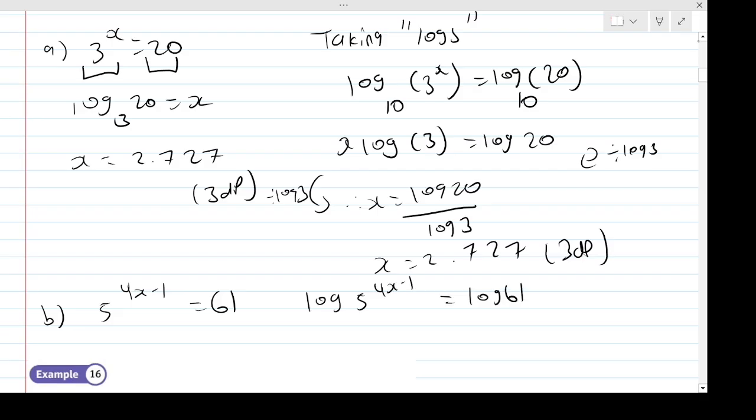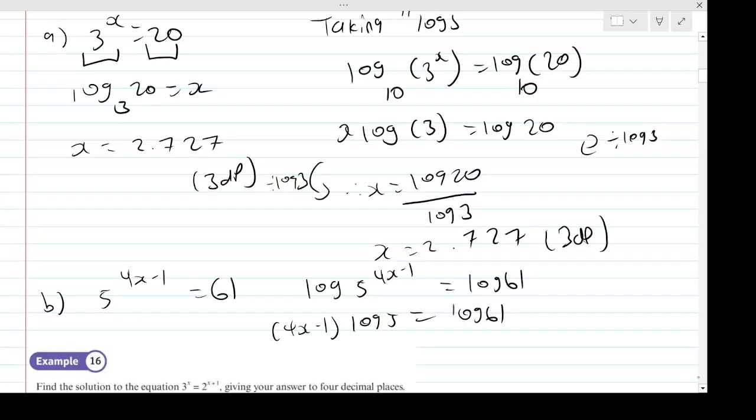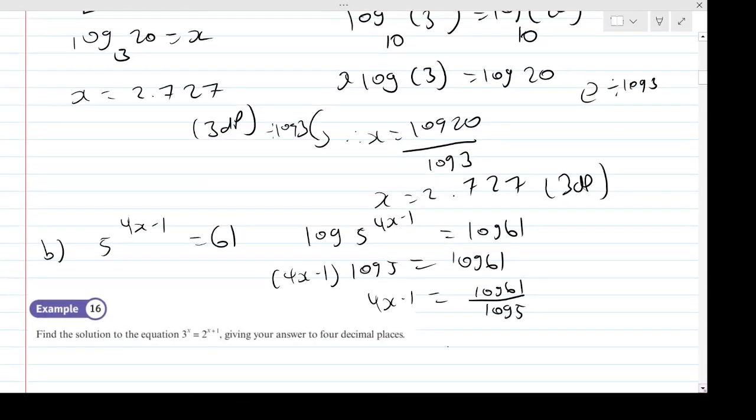So literally put logs at both of these numbers. That's taking logs. And then I can simplify the equation because this is the power, so 4x minus 1 goes in front: 4x minus 1, lots of log 5, is log 61. And so then I want x on its own, so I divide by log 5 to get 4x minus 1 is log 61 over log 5. And then 4x, if I add 1, it's going to be log 61 over log 5, add 1.